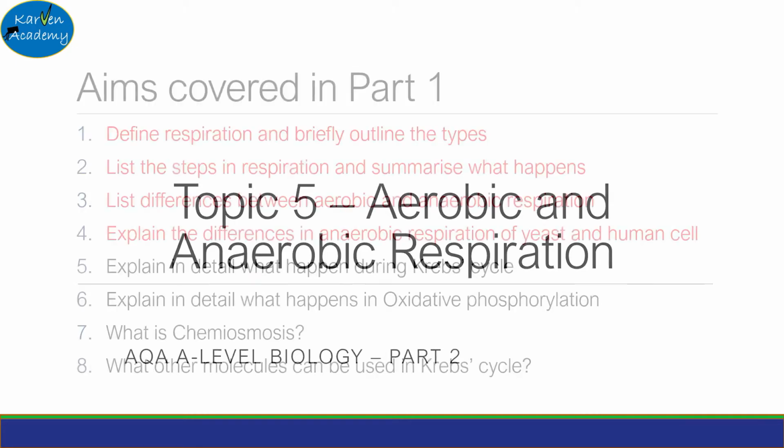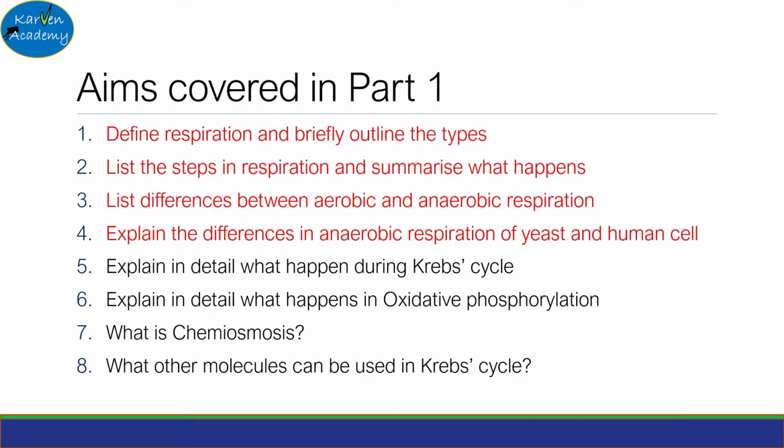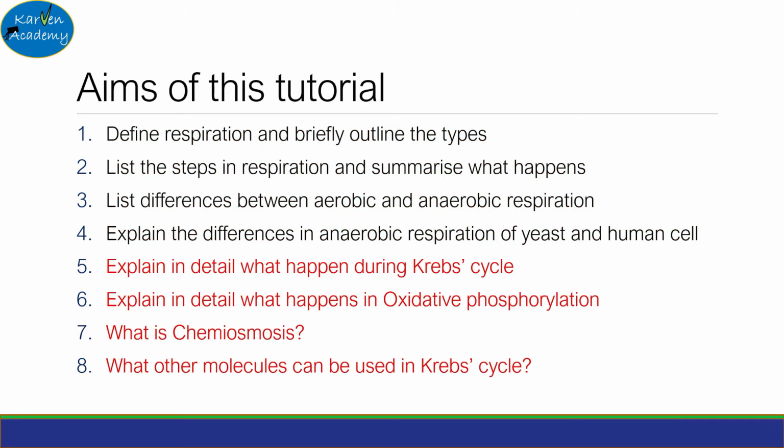These are the learning objectives we covered in part 1. If you haven't watched it already, I highly recommend you do so you understand the flow. The link is in the description below. So these are the learning objectives we'll cover in this video today. We'll explain in detail what happens during the Krebs cycle and what happens during oxidative phosphorylation, understand what is chemiosmosis, and also what other molecules can be used in the Krebs cycle. So let's get started.